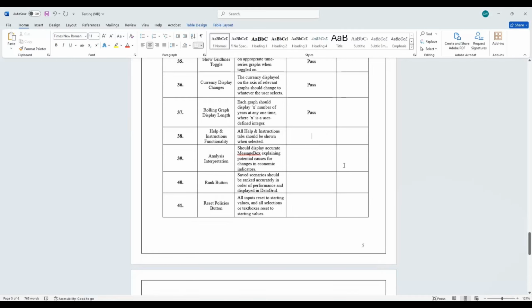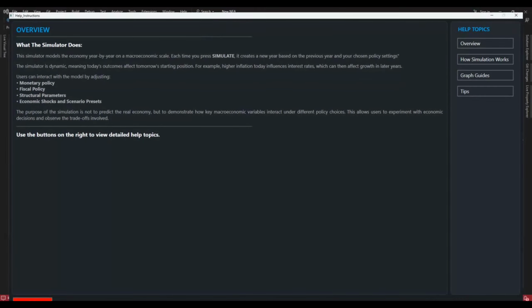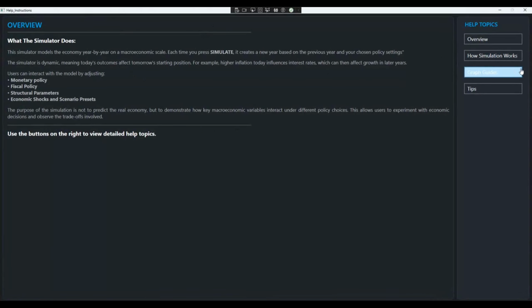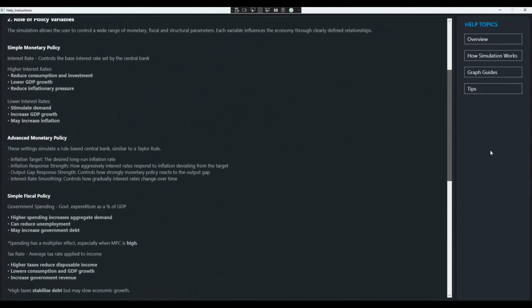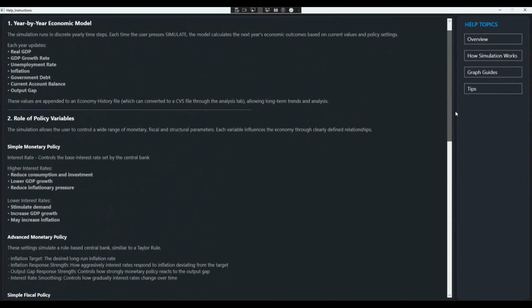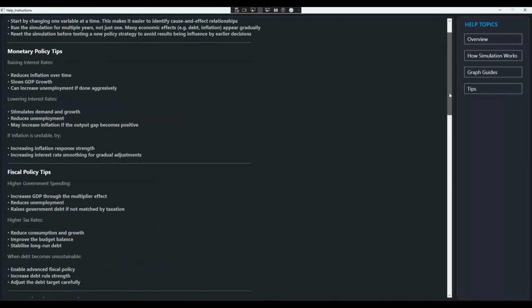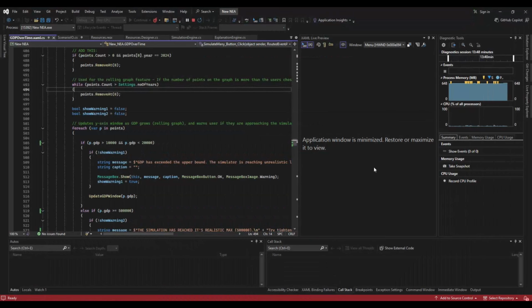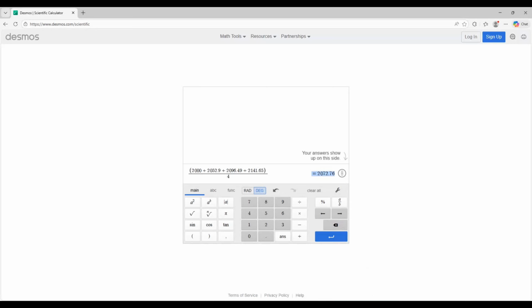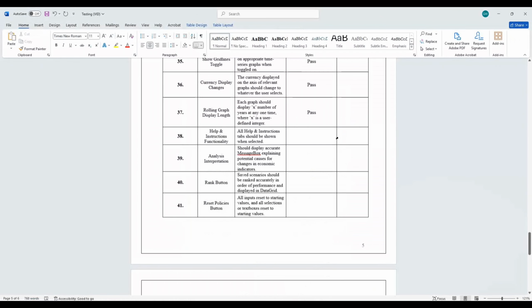The next is the help and instructions tab. The user should be able to view all instructions and all tabs successfully. So help and instructions, you have the first overview tab, how simulation works tab with a scroll bar to access all the information which can be fitted on the screen, the graph guides, and then finally the tips. So yeah, that will work successfully. So we can mark that as a pass.